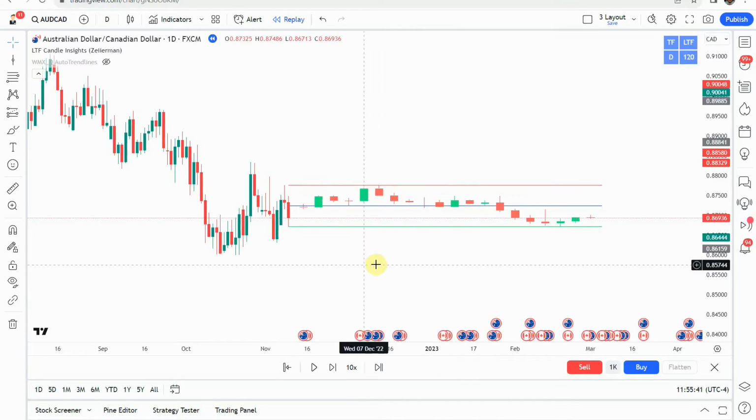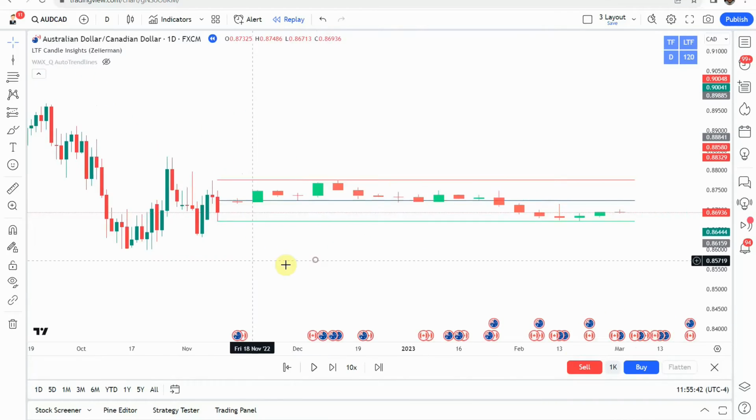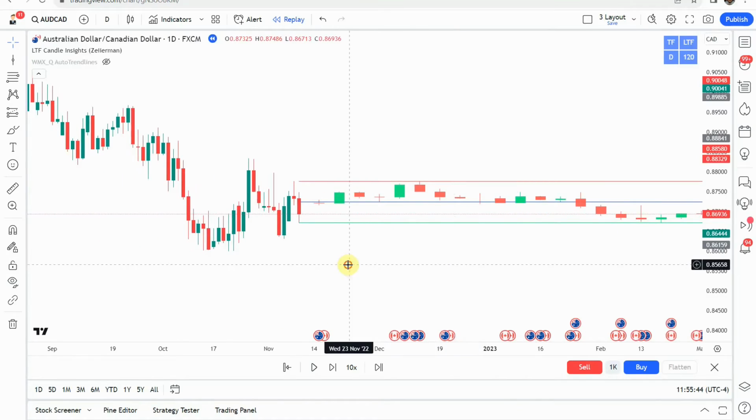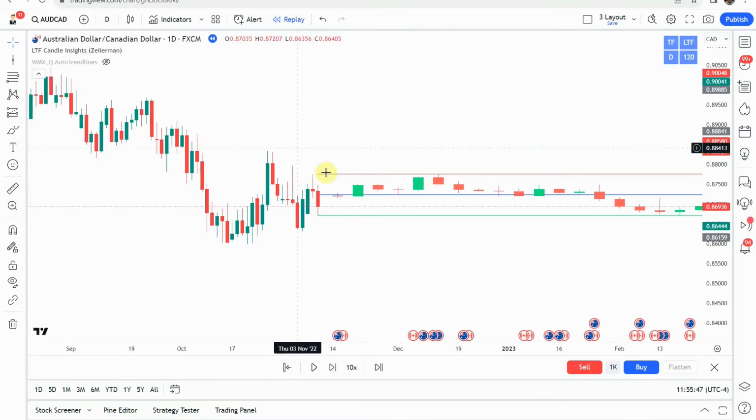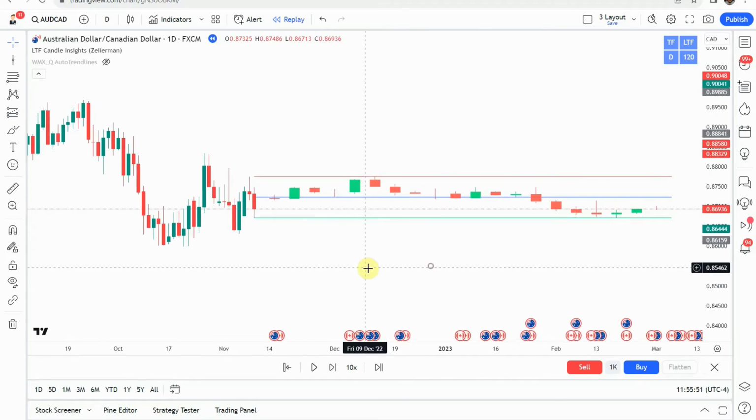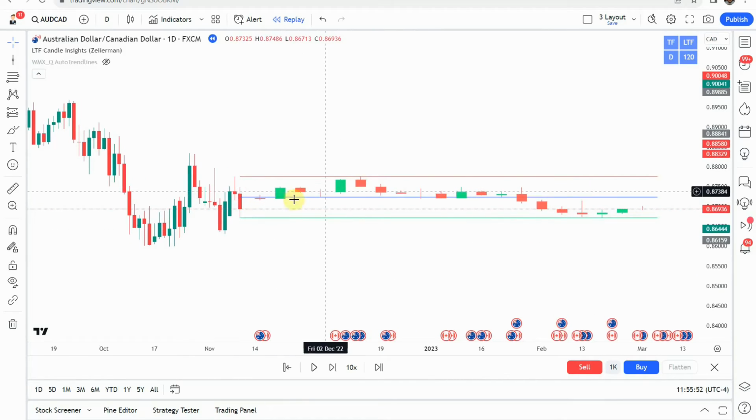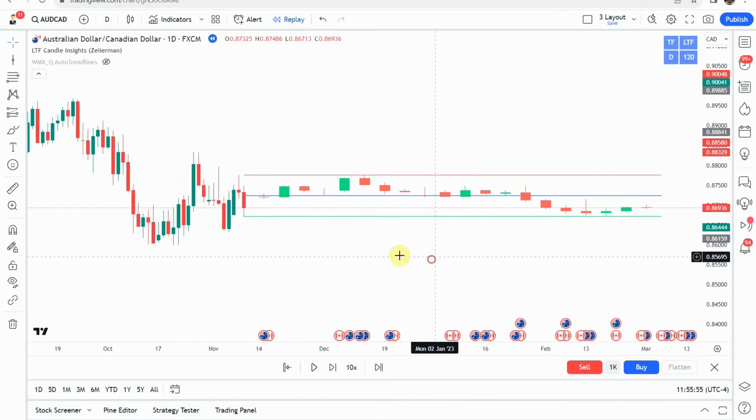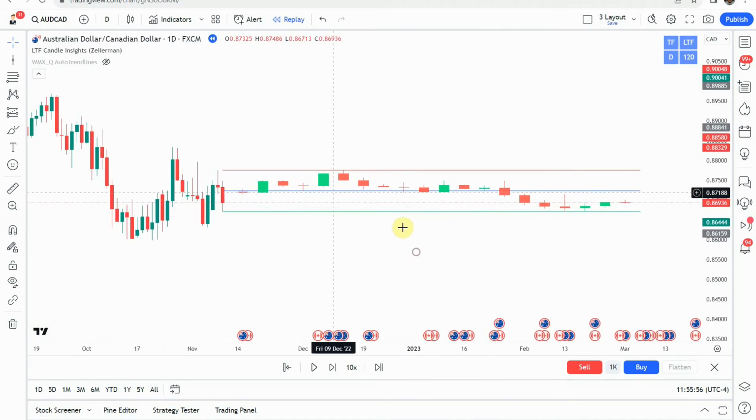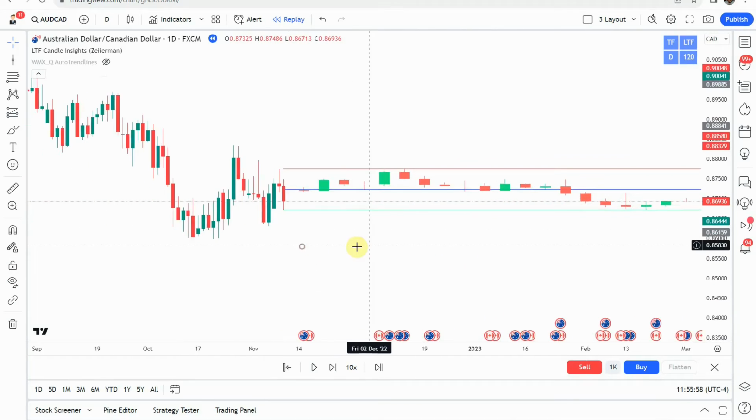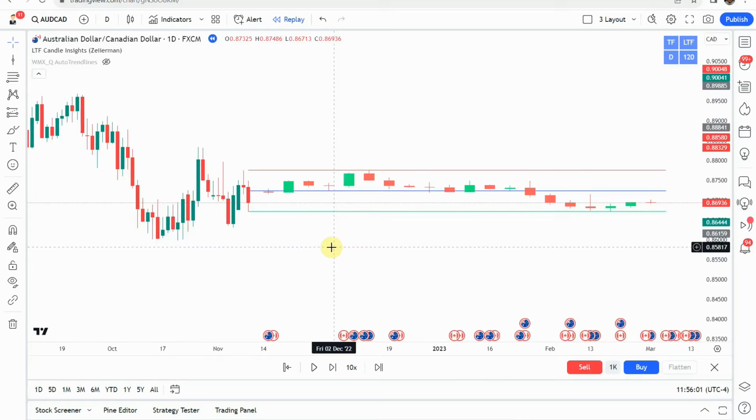The idea is that as the larger time frame candle is kind of playing out, you can identify what the lower time frame is also doing to get an idea of where the price is strongest, if you will.